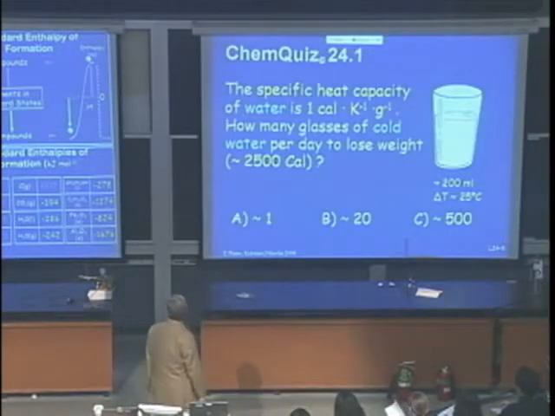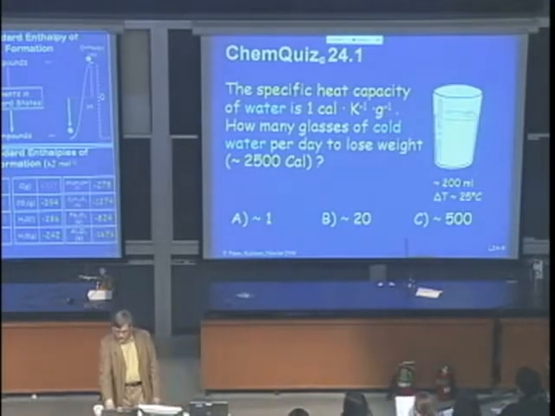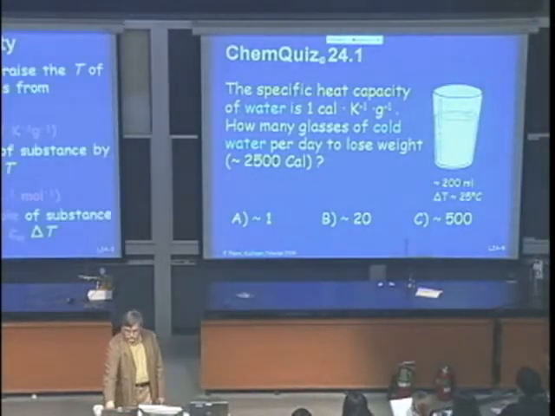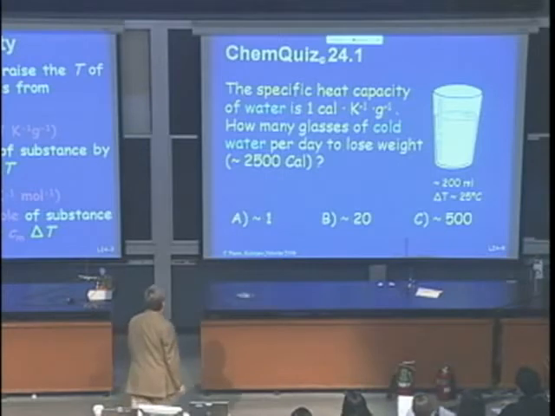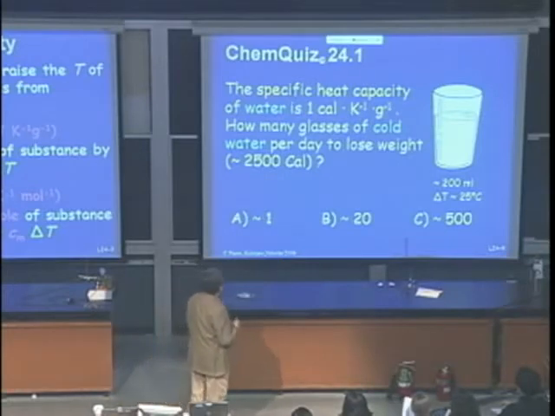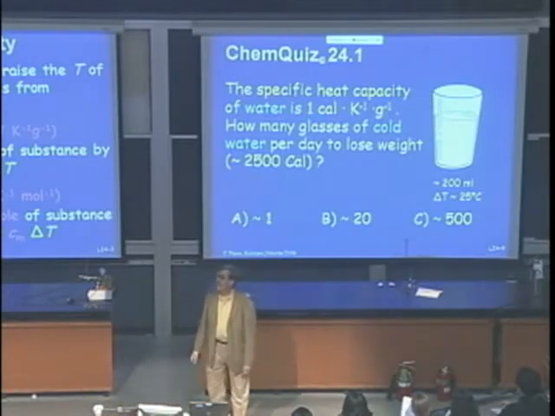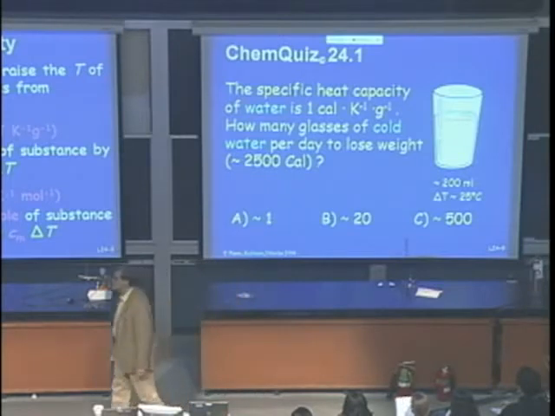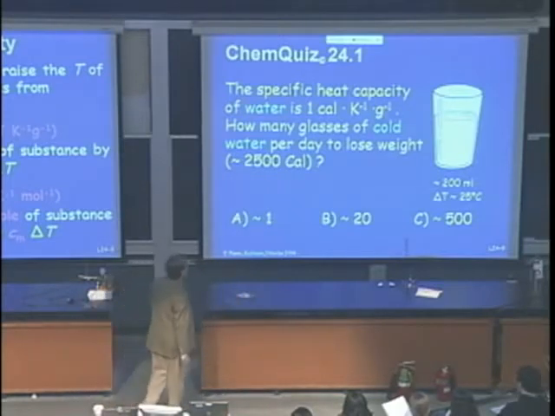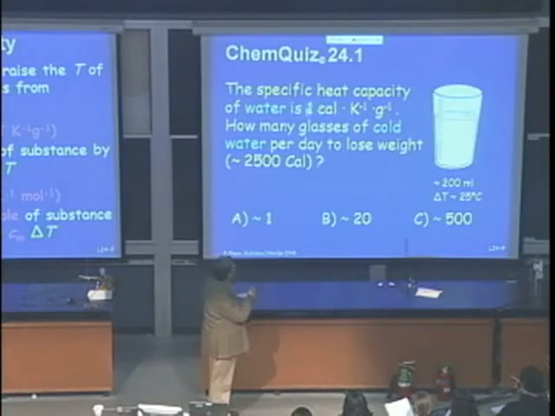So let me ask you a question. The specific heat capacity of water, we had this before, was 4.18 joules per Kelvin per gram. In calories, it's 1 calorie per Kelvin per gram.